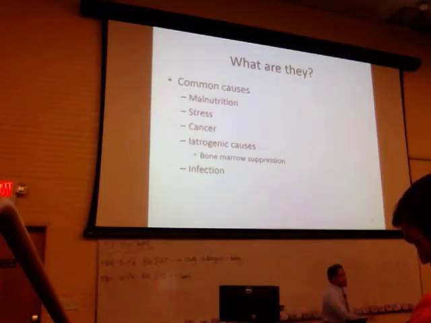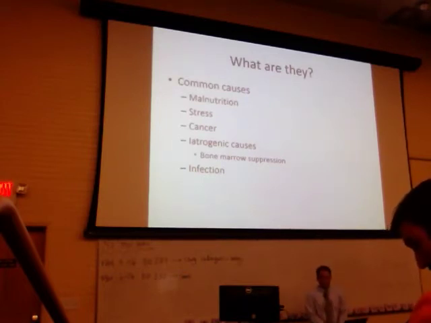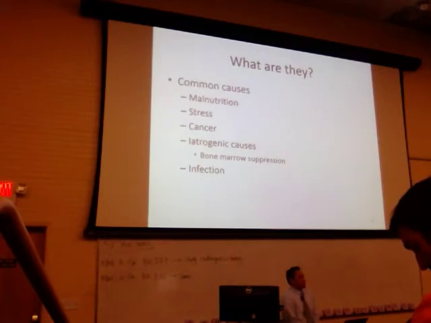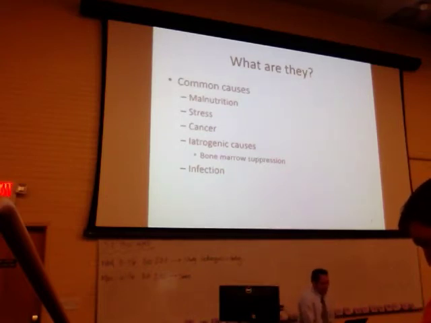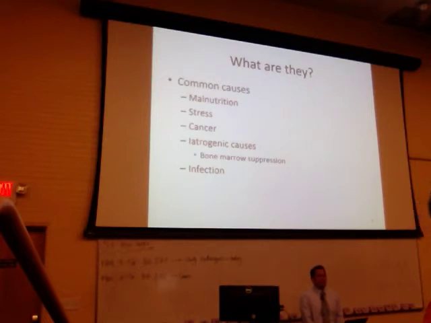Stress. Stress causes an increase in glucocorticoids. They suppress the immune system. Cancer. Cancer can deplete functional lymphocytes, especially if it's a lymphoma. Iatrogenic causes, that's a fancy word that means adverse side effects. So it means you do one thing, and this is one of the side effects as a result of it.